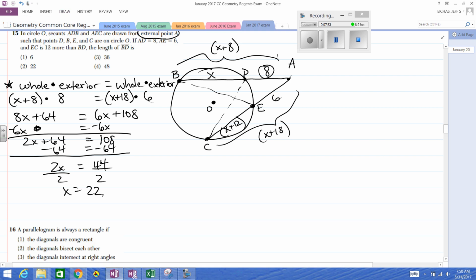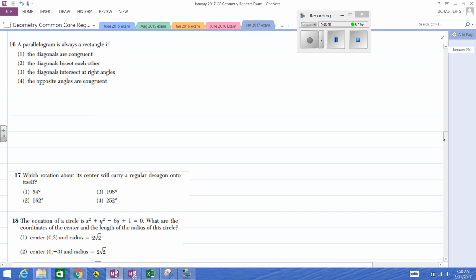And let's see, we're just looking for the length of BD. BD is just x, so we're good. BD is 22. All right. There you go. All right, parallelogram.